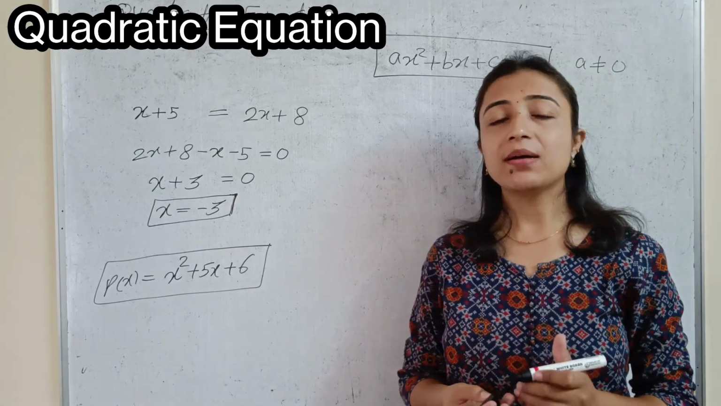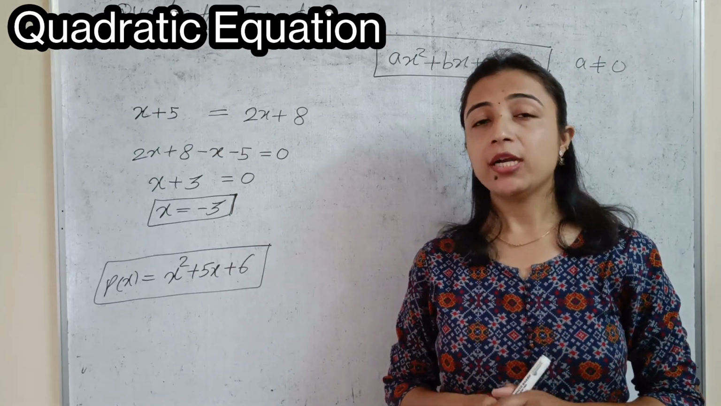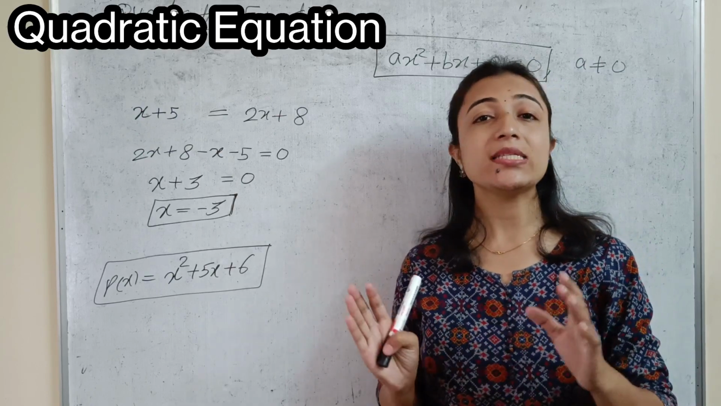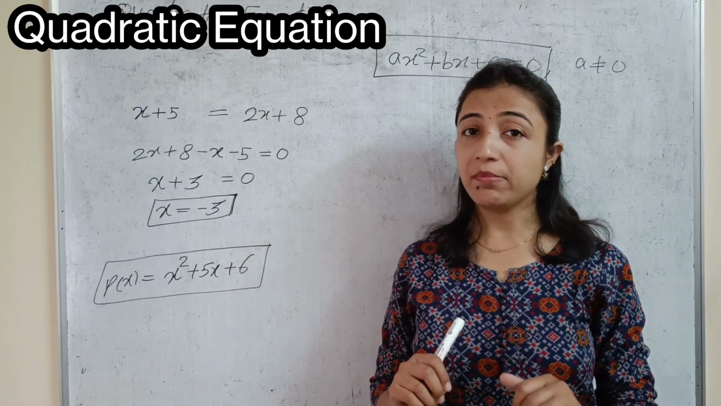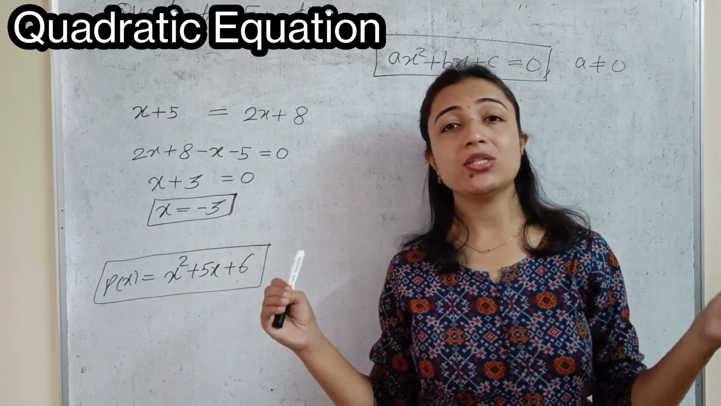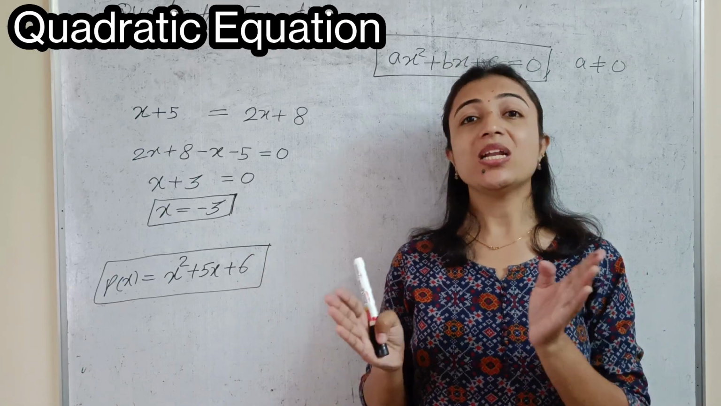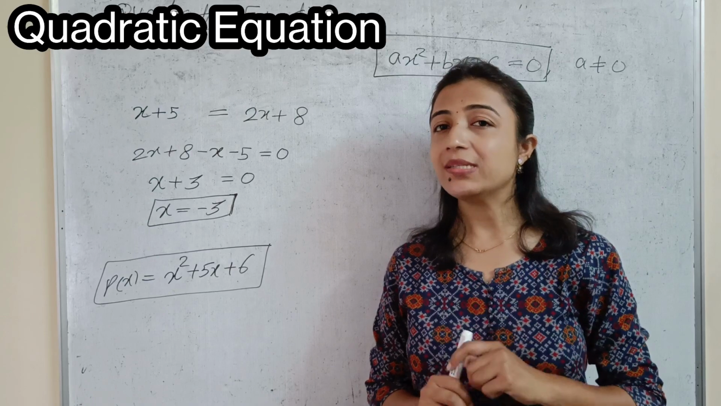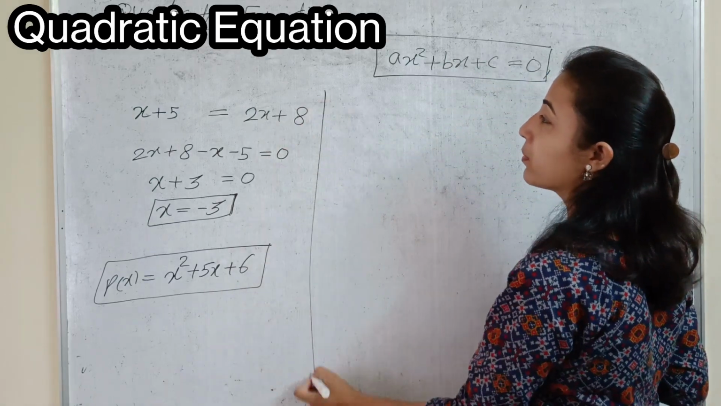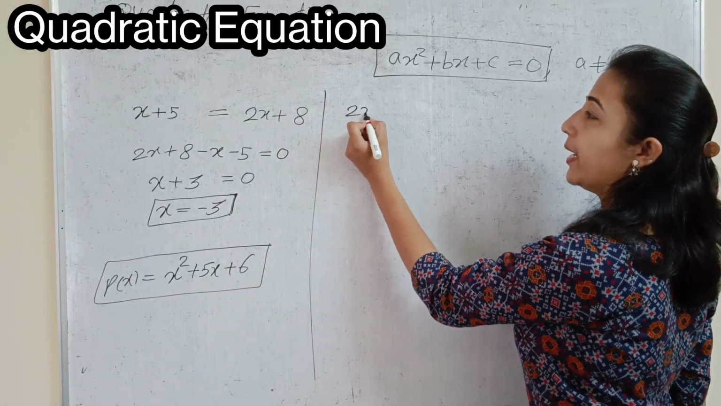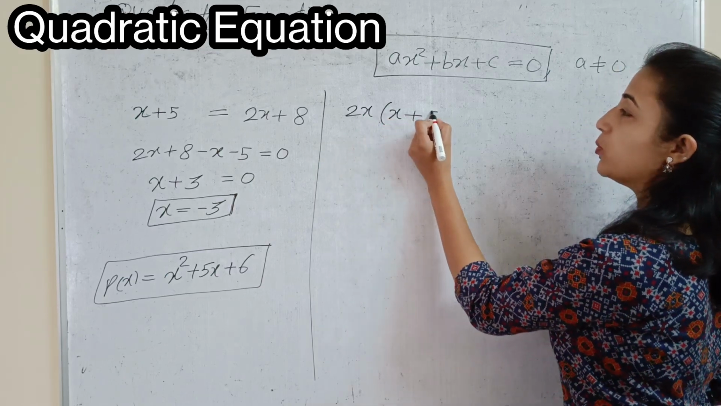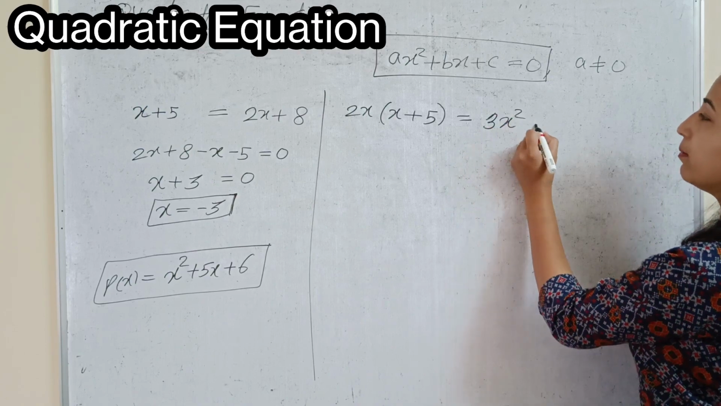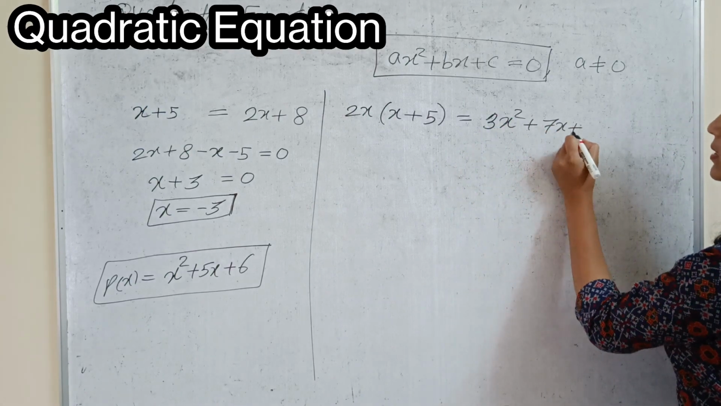Now in mathematics, sometimes we are given an equation that feels like a quadratic equation, but after simplification we find that it is not. Or sometimes we get an equation that feels like it is not quadratic, but after simplification we get a quadratic form. So what is that? Let's take one example. Here I will take 2x(x plus 5) equal to 3x square plus 7x plus 8.